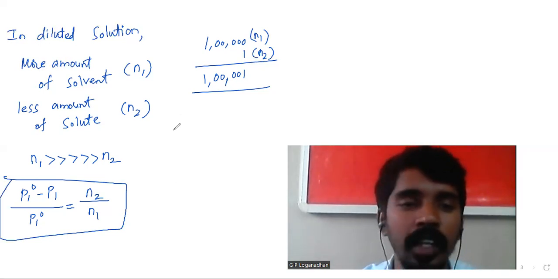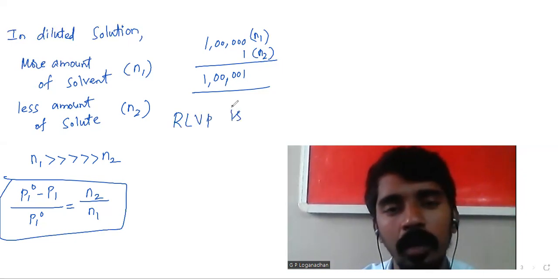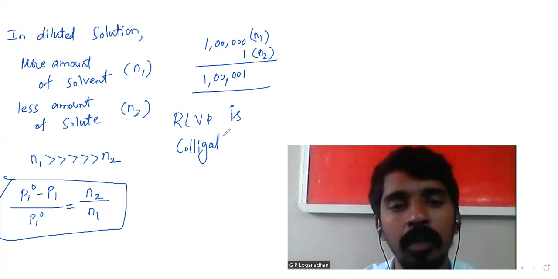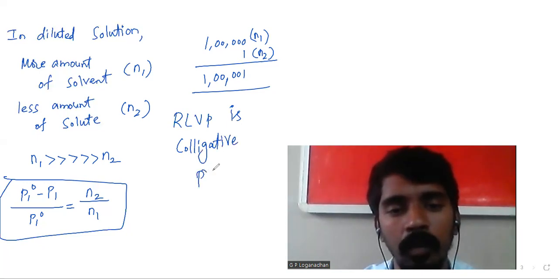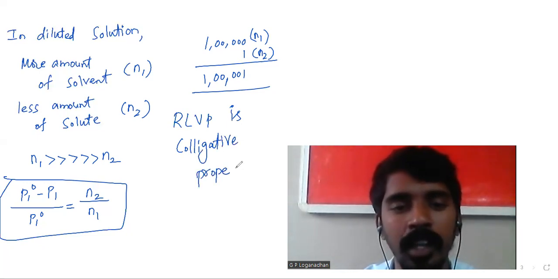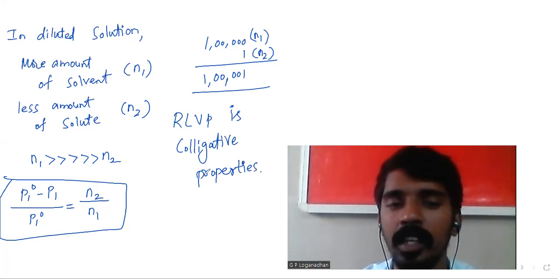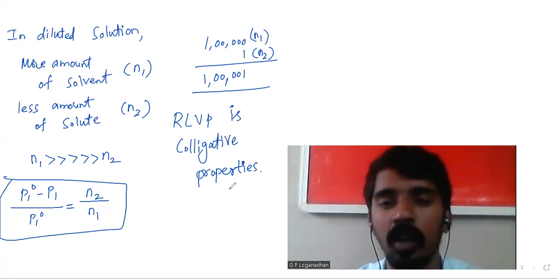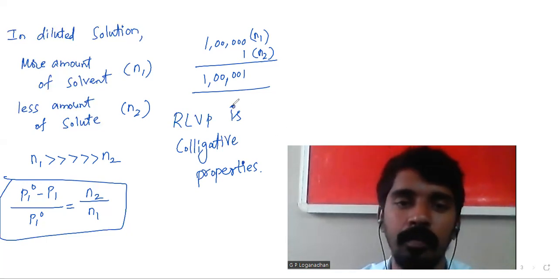Understood? And finally, this RLVP is one of the colligative properties because it depends on the number of particles. It does not depend on which particle, what its nature is. It completely depends on how many particles are occupying that space. That's it. Thanks.